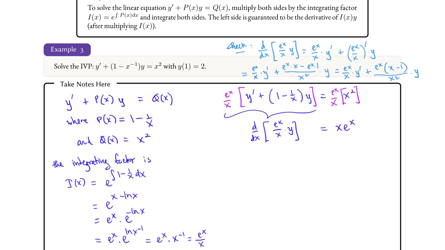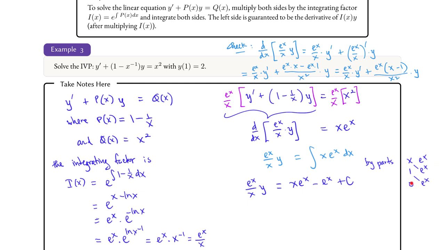Notice that if we were to factor out e^x/x, we end up with 1 - 1/x in the second term. And so (e^x/x)y must be the integral of x times e^x dx. But we can integrate the right-hand side by integration by parts. And so (e^x/x)y equals the antiderivative of x times e^x, which is xe^x - e^x + c.